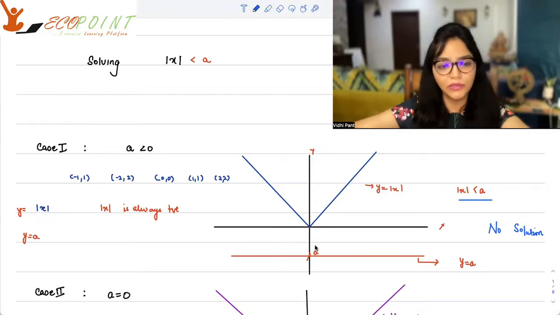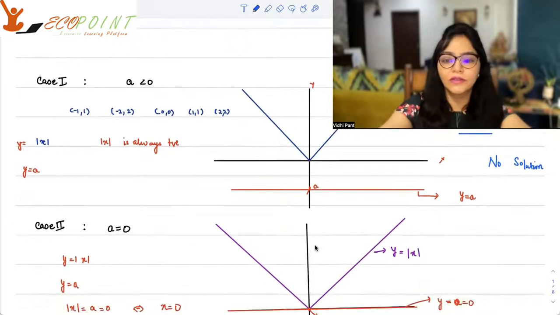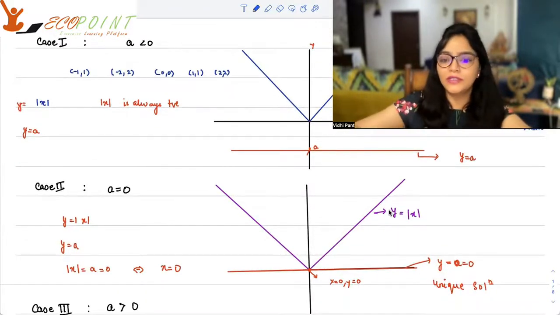Let's check out the next case where a is actually equal to 0. If a is equal to 0, we have two concerned graphs. One graph is of y equals to mod x, and the other graph is the x-axis, where y is always equal to 0, because we're taking the case where a is equal to 0. So y equals to 0 is the other graph that we're looking at.